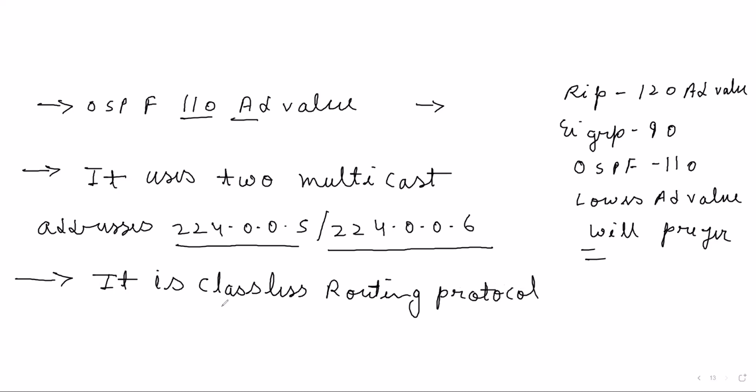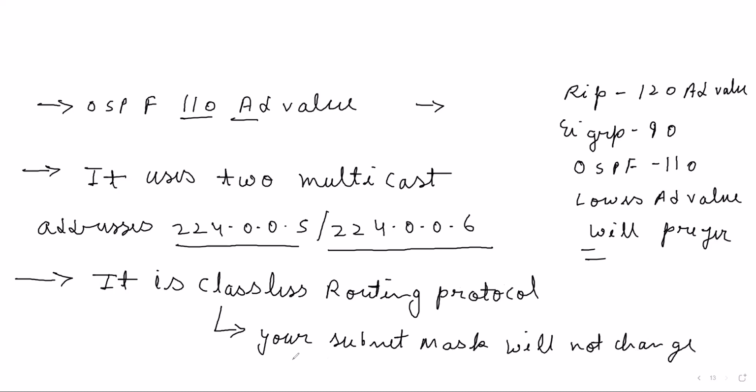Classless means your subnet mask information will not change. Simply, your subnet mask will not change. Directly, we can write this. I already explained it in one meeting, classless and classful. In classless, there is a simple way to understand.